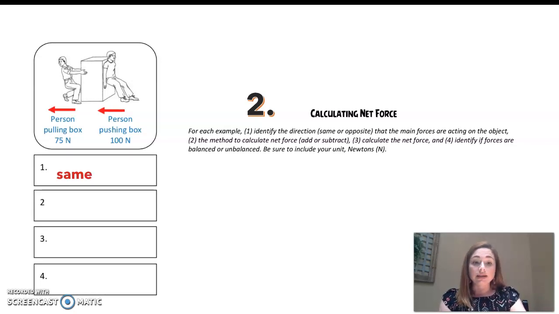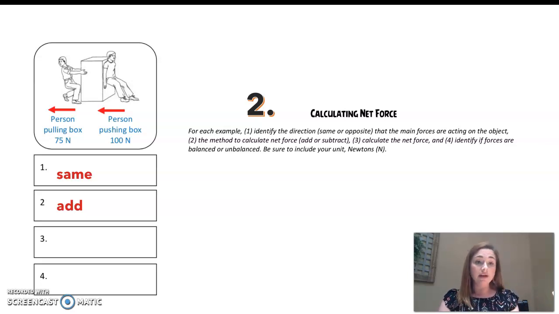Then we need to identify those forces and decide, is it going to be a subtraction situation or an addition? Well, since they are both working together, it's an addition situation. We need to add those two values together. Then we need to actually go through and do the math problem.